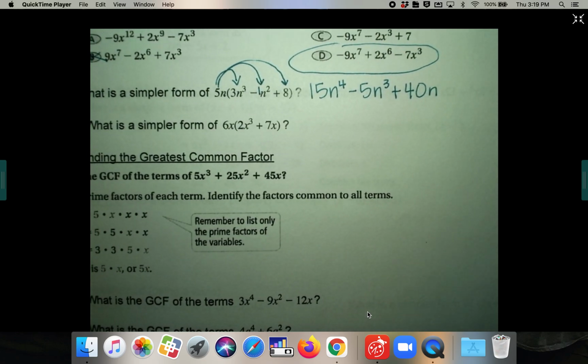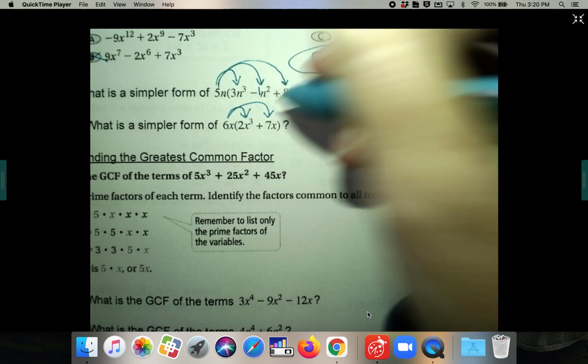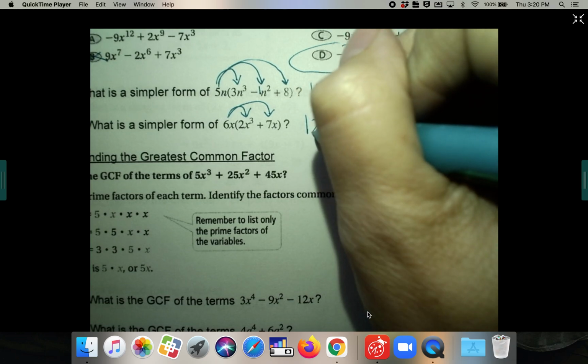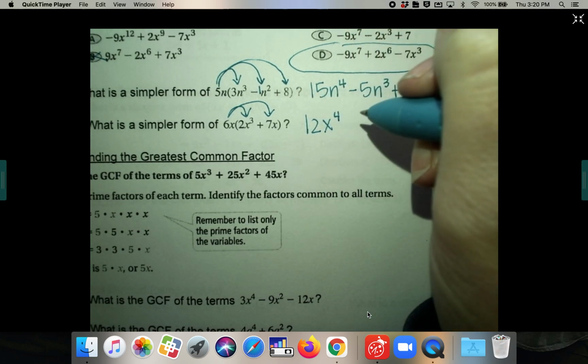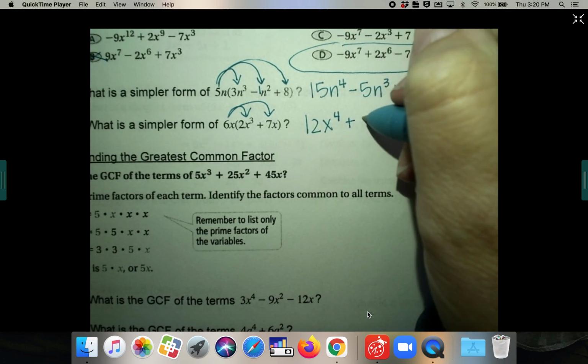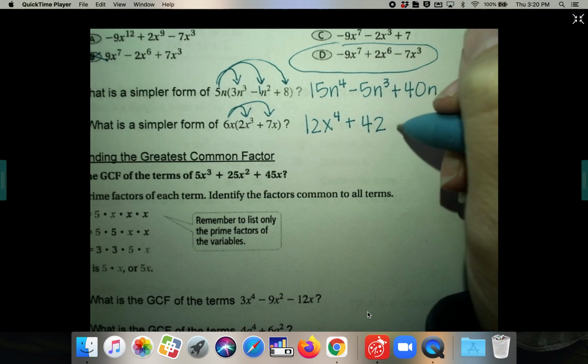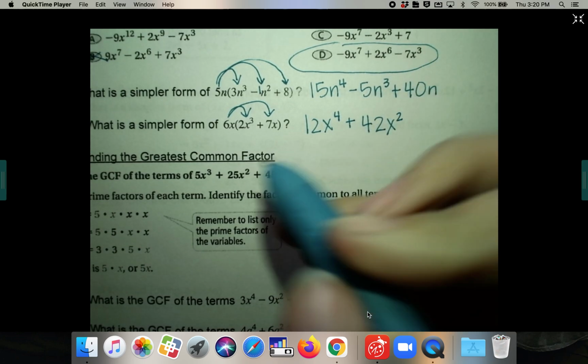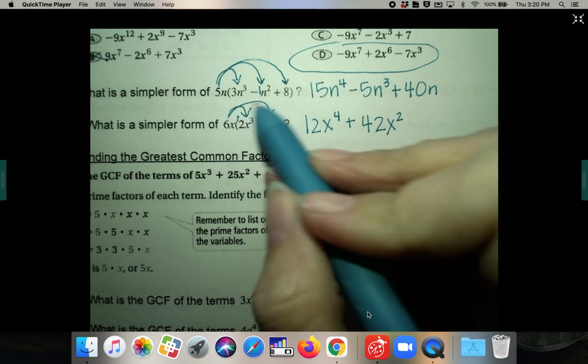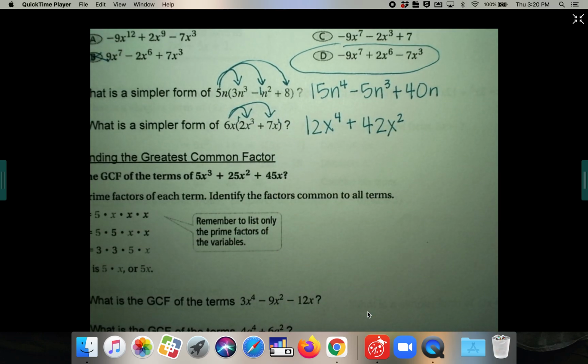All right, I hope you tried it on your own because I'm going to fly through it super quick. 6 times 2 is 12. X times x cubed is x to the fourth, plus 42x squared, because there's a 1 there and a 1 here, which makes it x squared.